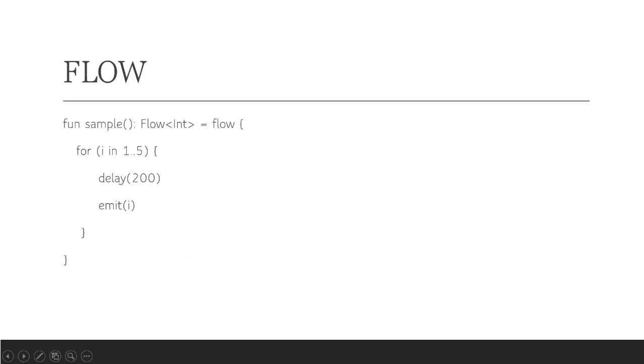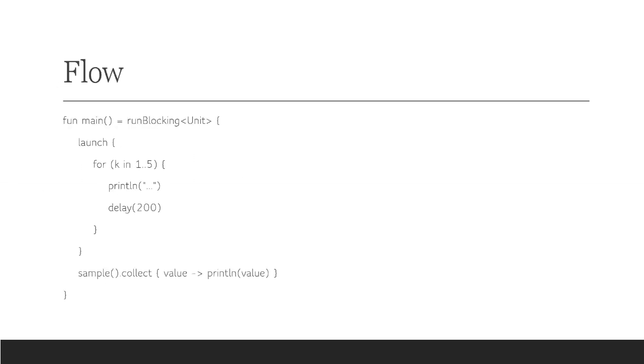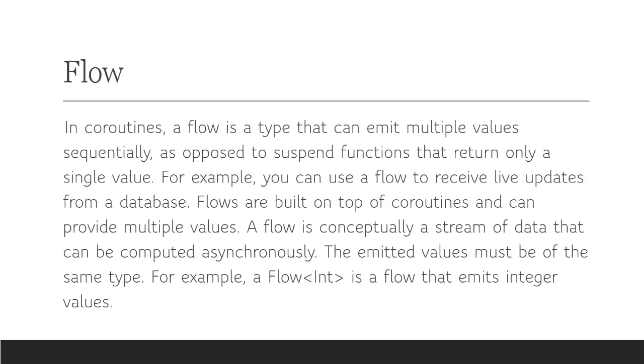Okay, so now let's discuss flow. In general, in coroutines, a flow is a type that can emit multiple values sequentially, as opposed to a suspend function, which, as we discussed, returns only a single value. For example, you can use a flow to receive live data from the database or from Retrofit, from the network. So flows are built on top of coroutines and can provide multiple values. How you can use it, we will discuss.